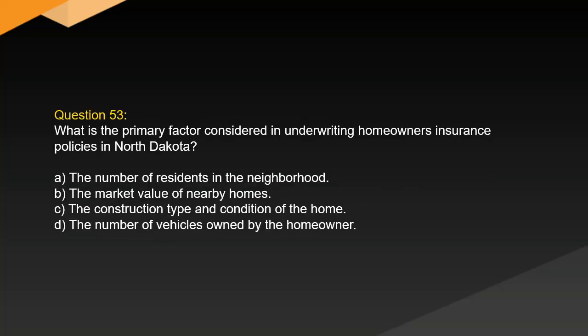Question 53. What is the primary factor considered in underwriting homeowners insurance policies in North Dakota? A. The number of residents in the neighborhood. B. The market value of nearby homes. C. The construction type and condition of the home. D. The number of vehicles owned by the homeowner.